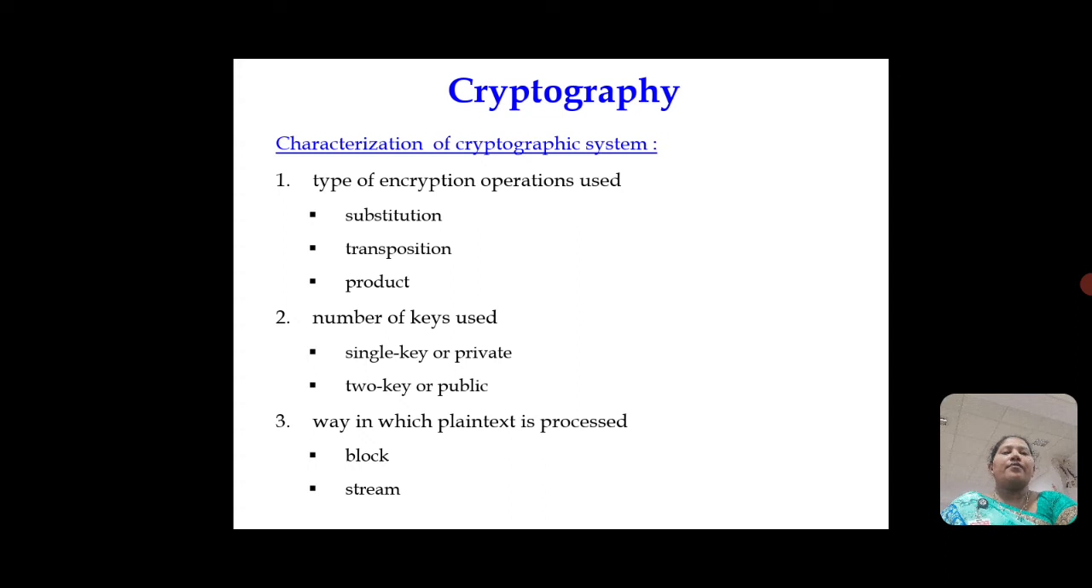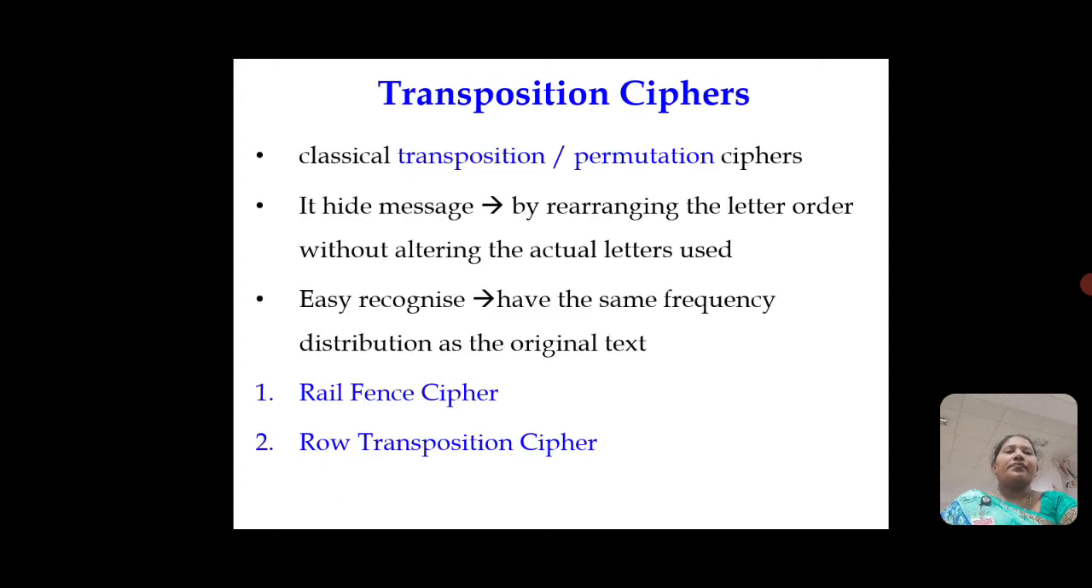The third one is the way in which the plain text is processed, that is, how you are going to process the plain text. Block by block means you are going to separate the plain text into blocks of messages and then transmit them. Or you are going to send those messages bit by bit. Bit by bit sending is called a stream. A block is nothing but a part of a message that will be converted first, then the second block will be processed. Likewise it continues. So now we will see about the transposition ciphers.